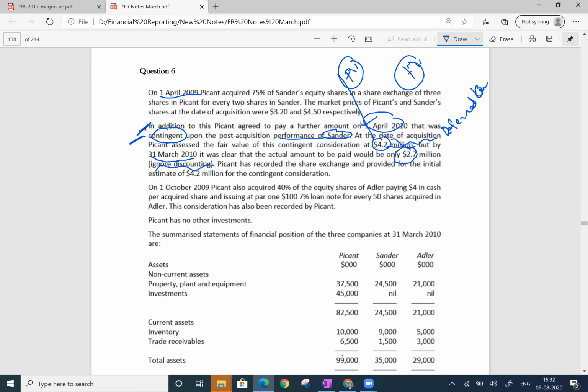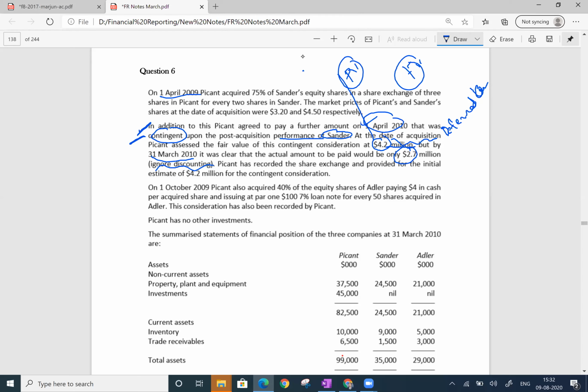So continuing with this, what is the treatment of deferred consideration? I'm talking about deferred consideration. It has got three treatments. Treatment number one, you take the present value and show it in working note number 3, purchase consideration at the date of acquisition, for the purpose of calculation of goodwill.